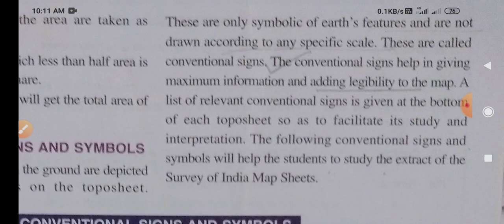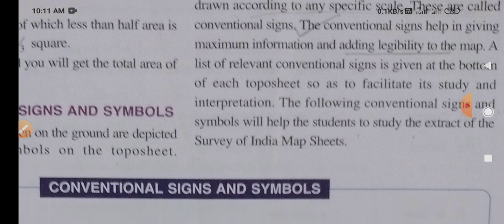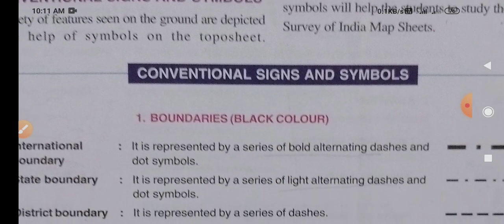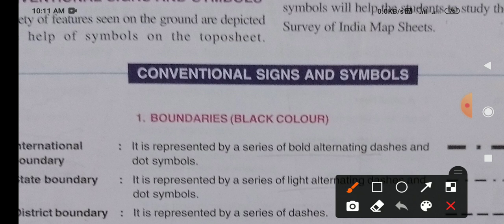Okay, so please try to read all this and try to see there. About 9 different kinds of signs and symbols are used in your book. The first one, you can see, is the boundaries, and boundaries are given in black color. So boundary lines are of different kinds.